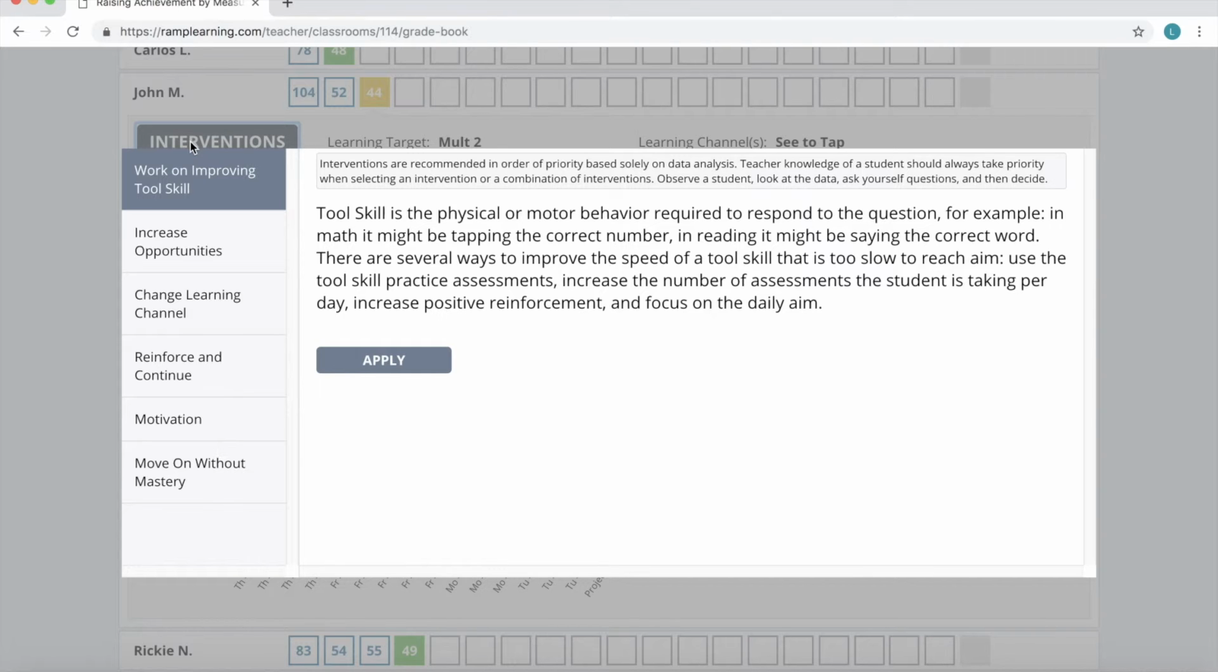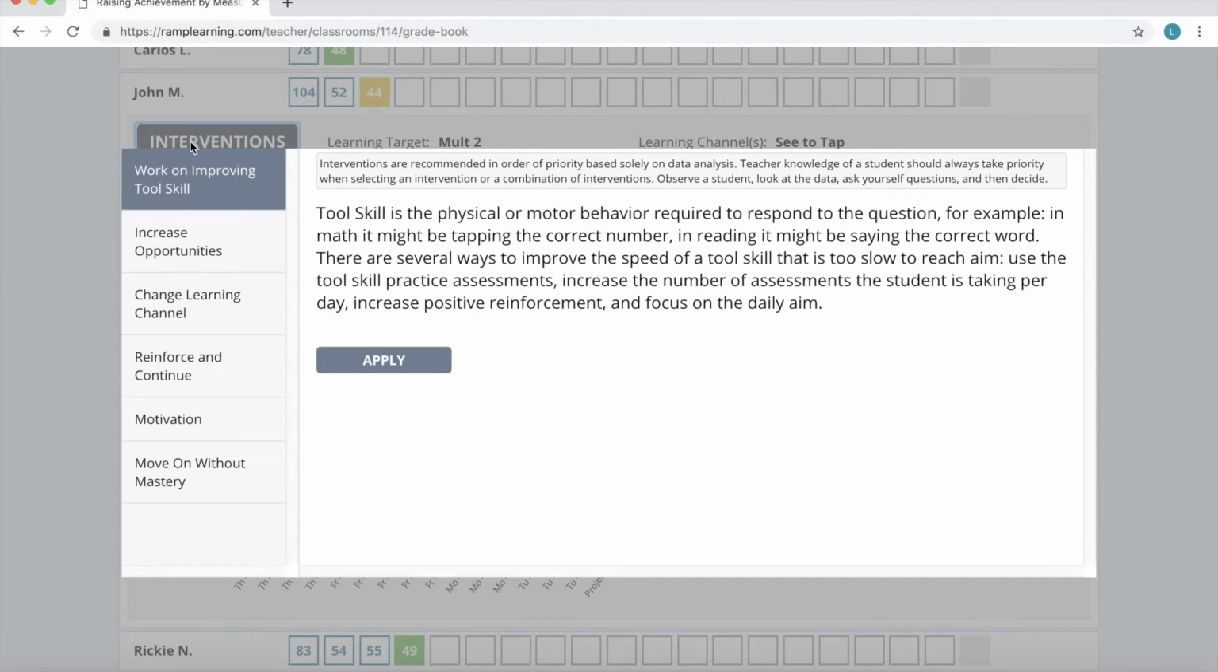But what does that mean? A tool skill is a physical or motor behavior required to respond to the question. For example, in math, it might be tapping the correct number. In reading, it might be saying the correct word. There are several ways to improve the speed of a tool skill that is too slow.